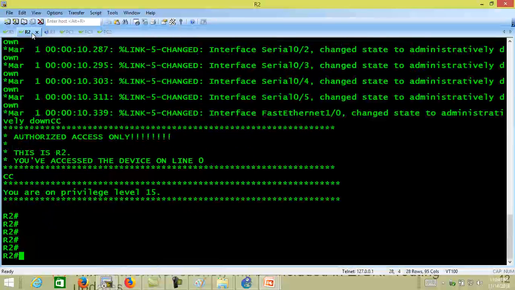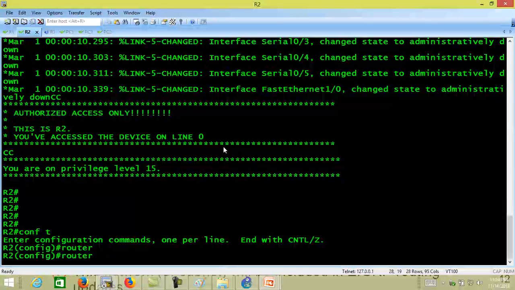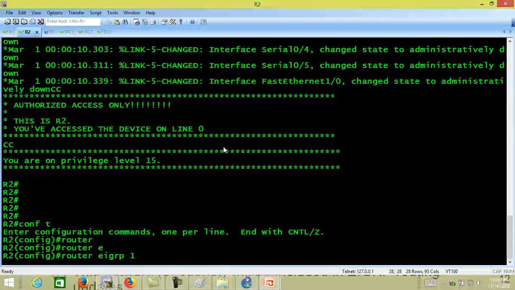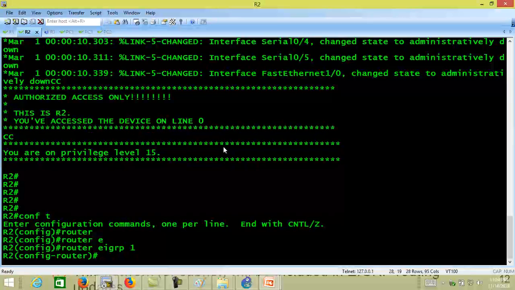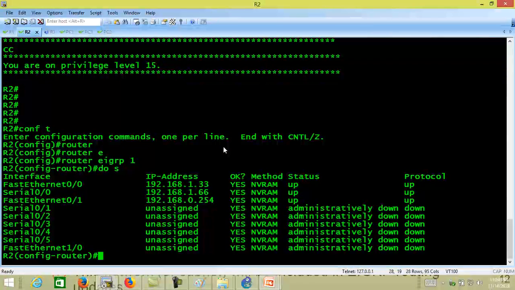Alright, so we can do that. Go to router 2, global config mode, router EIGRP 1, and this is where you need to see what you have. Check your routing table, because you want to turn on router 2 also.